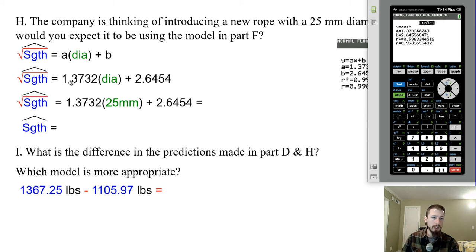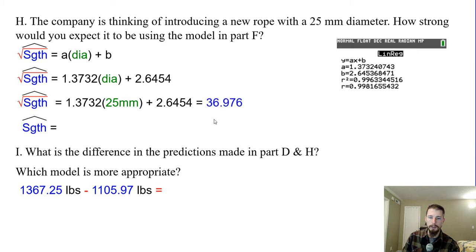Basically I'm plugging in the values here. I'm going to evaluate my equation, which we saved as y2. I'm going to go to variables, Y variables, function y2, and evaluate that at 25. So this is 36.97. That's going to be the square root of the strength. So the square root of the predicted strength is 36.97, right?